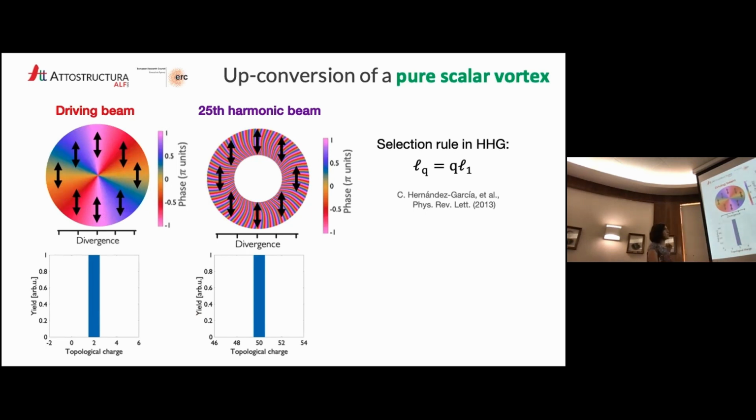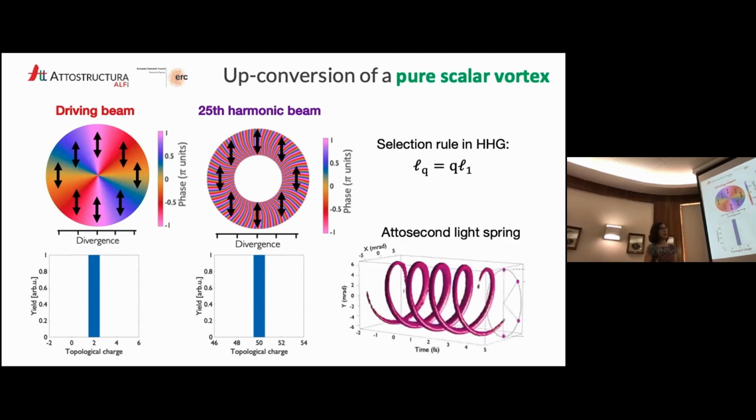And in these bar plots, I'm showing the results of doing the azimuthal Fourier transform of the complex field. So we can clearly see that we are in a single pure mode situation because it's a theoretical beam. Then the superposition of several harmonic orders with different topological charges gives rise to attosecond light springs in the spatiotemporal domain.